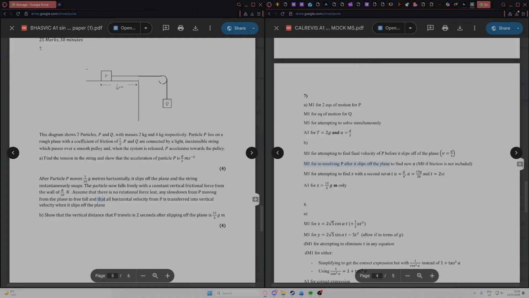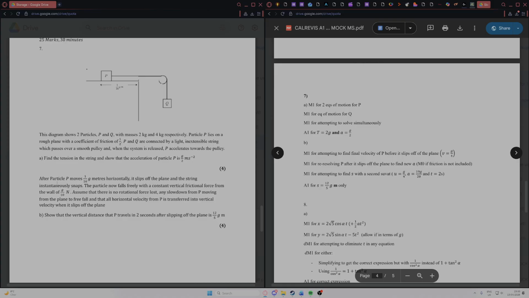Now you have to re-resolve. So after it slips off the plane, it's going to be going down with a force of 2G newtons, and there's going to be this frictional force here of G over 10 newtons acting on it as well. You're going to need to account for that, re-resolve, and get your new acceleration, which is going to be 19G over 20. If you don't do that, you're going to lose like 3 marks.